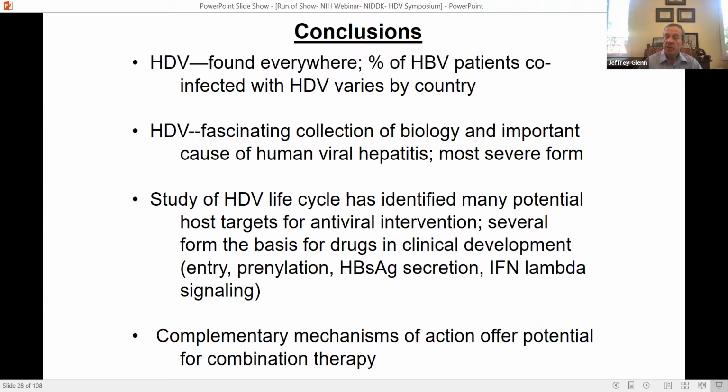Several form the basis for drugs that are in clinical development, including those targeting entry, prenylation, surface antigen secretion, and interferon lambda signaling. And what's exciting is that all of these have complementary mechanisms of action, so they offer the potential for combination therapy. And I believe we'll hear later on by one of the speakers the first example of combining two novel therapies together to treat Delta.